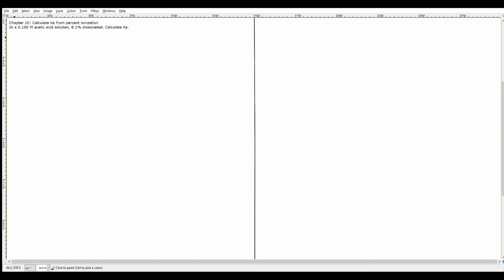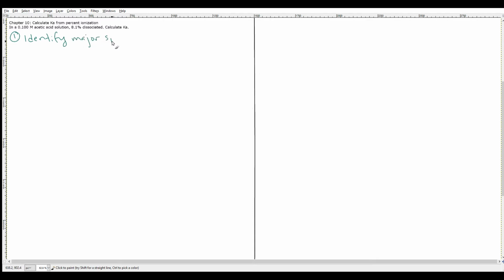Alright, so in a 0.100 molarity acetic acid solution, we know that 8.1% dissociated. Calculate Ka. So luckily these problems are pretty straightforward. We start off the same way.